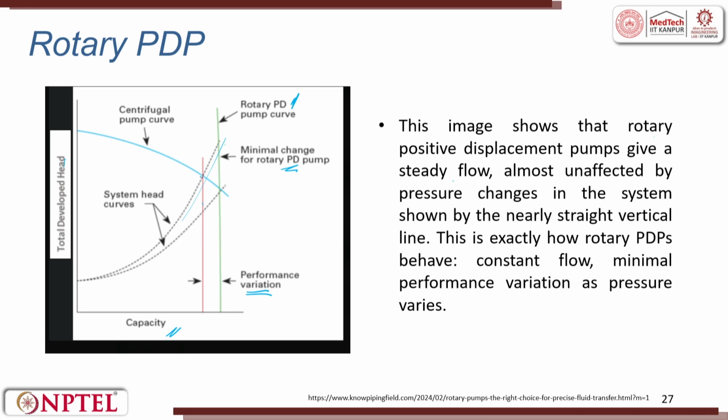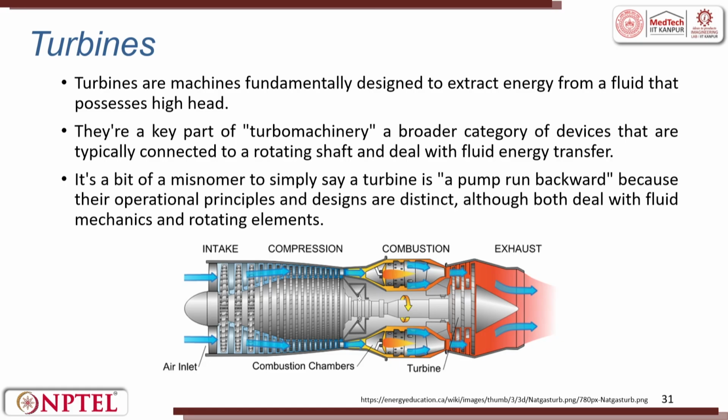So, here is a pressure change in the system. So, here there is a head change, right. A system shown by a nearly straight vertical line. This is exactly how a rotary pump behaves. A constant flow, minimal performance variation of the pressure happens. This is for rotary. Now, let us move into the topic of turbine.